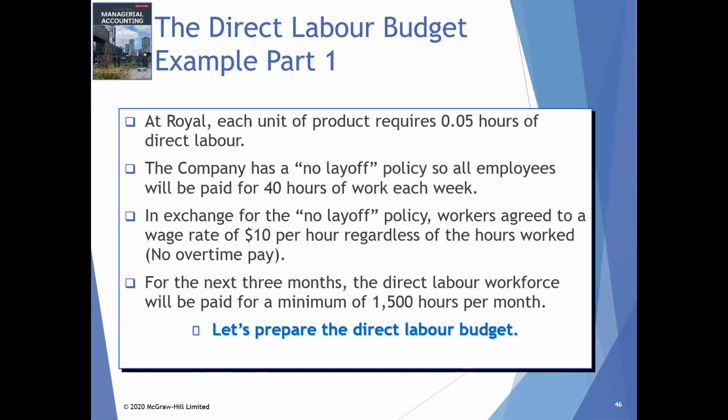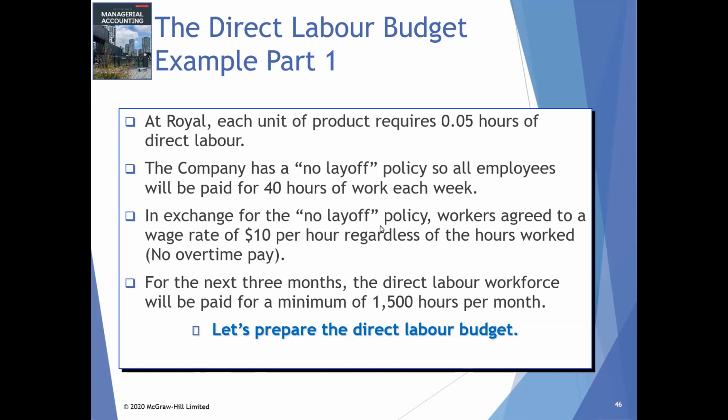So I'm just going to explain about the direct labor budget. At Royal Company, each unit of product required 0.05 hours of direct labor. So keep one thing in your mind. This is 0.05 hours, not rate, right? It's not in dollars, but this is in hours.